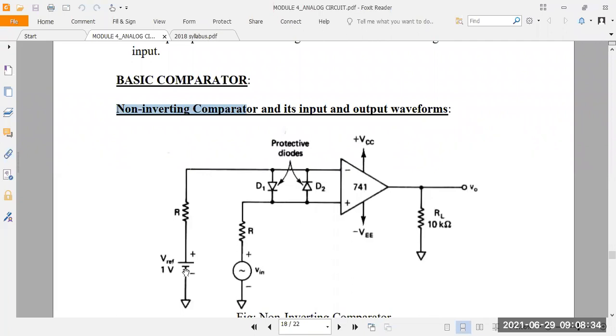For a reference voltage, always take DC only. Don't take AC here because this one is standard. Standard means you have to maintain a constant voltage, that is fixed here. If you want you can take 0.5 also, no problem. Take the example of a silicon diode, the cut-in voltage 0.7 is standard. It's a DC voltage, not AC voltage. Like that, for reference you take a DC voltage. Depending upon the op amp design, you have to set the reference voltage. Here they have taken 1 voltage.